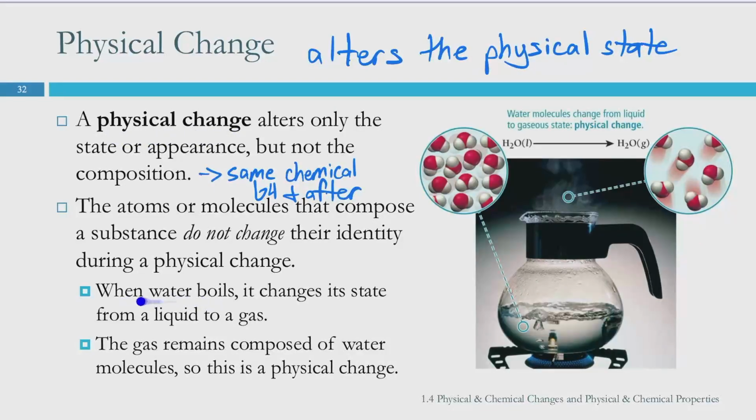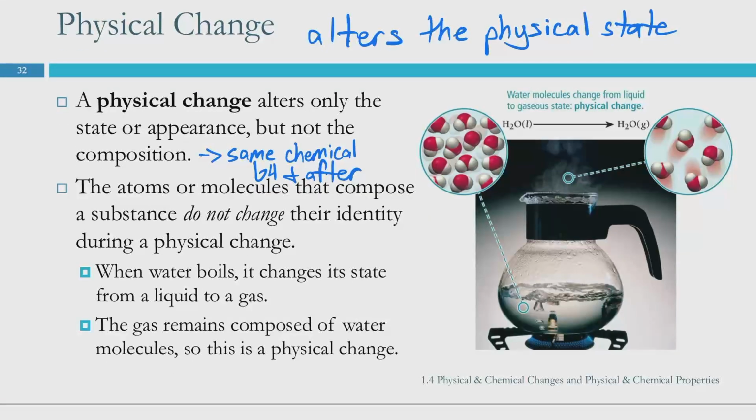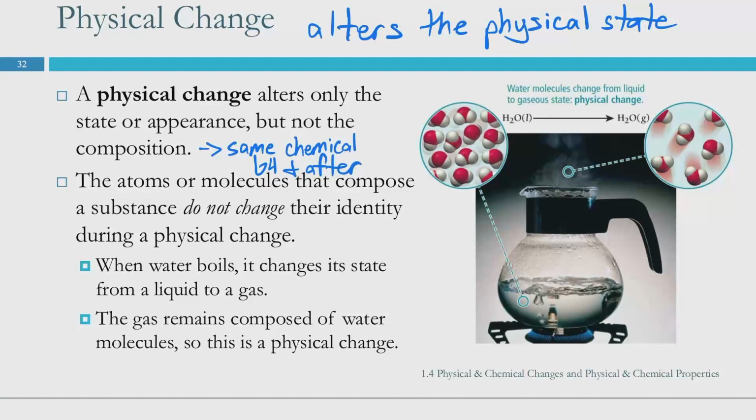So if we heat up water on the stove, eventually it'll get hot enough, usually, that it will boil off, and this liquid water turns into gas phase water. Before it was water, after, still water. You could condense it out and you'd get your liquid water back if you really wanted to. So water before, water after, that makes it a physical change.